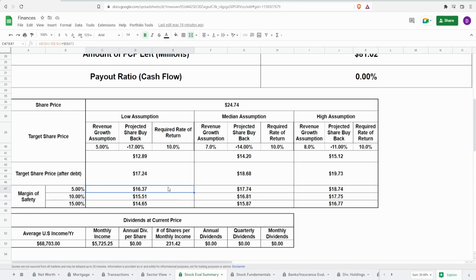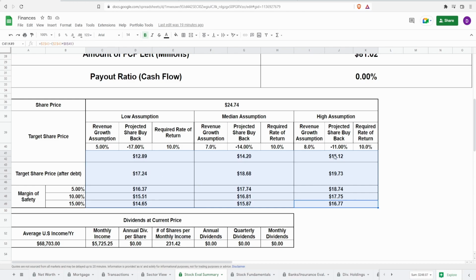In doing so, adding this margin of safety for the low assumption, I would personally like to buy between $14.65 to $16.37. For my immediate assumption, I would like between $15.87 to $17.74, and for my highest assumption, I would be at $16.77 to $18.74. As it stands with the current share price of $24.74, this is a little bit expensive as it stands.